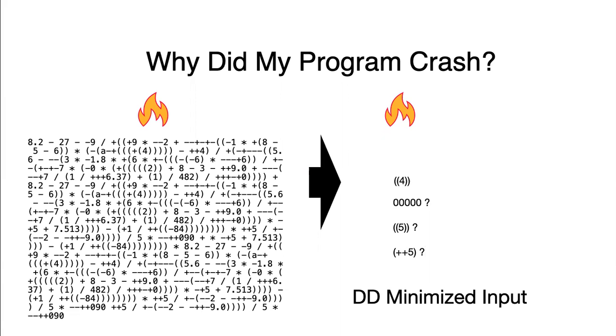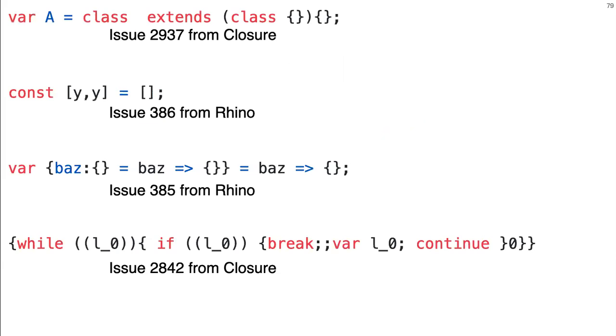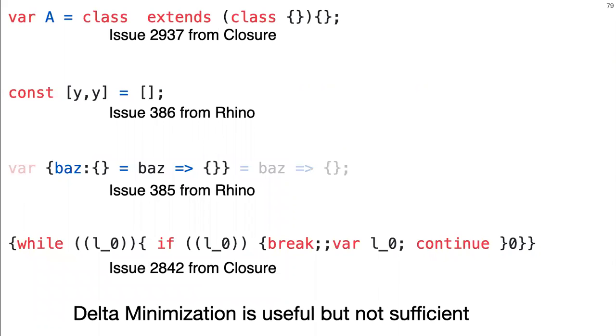So, can we do better? Can we identify what caused the failure? Indeed, consider these issues from real world projects. Each of them are minimized test cases, and while they look simple, they leave many questions unanswered. For example, are the repeating variables here important? Is the empty object important? Can you have other declarations? Are all parts of the input equally important? None of these questions are answered. So the question is, can we fix that?